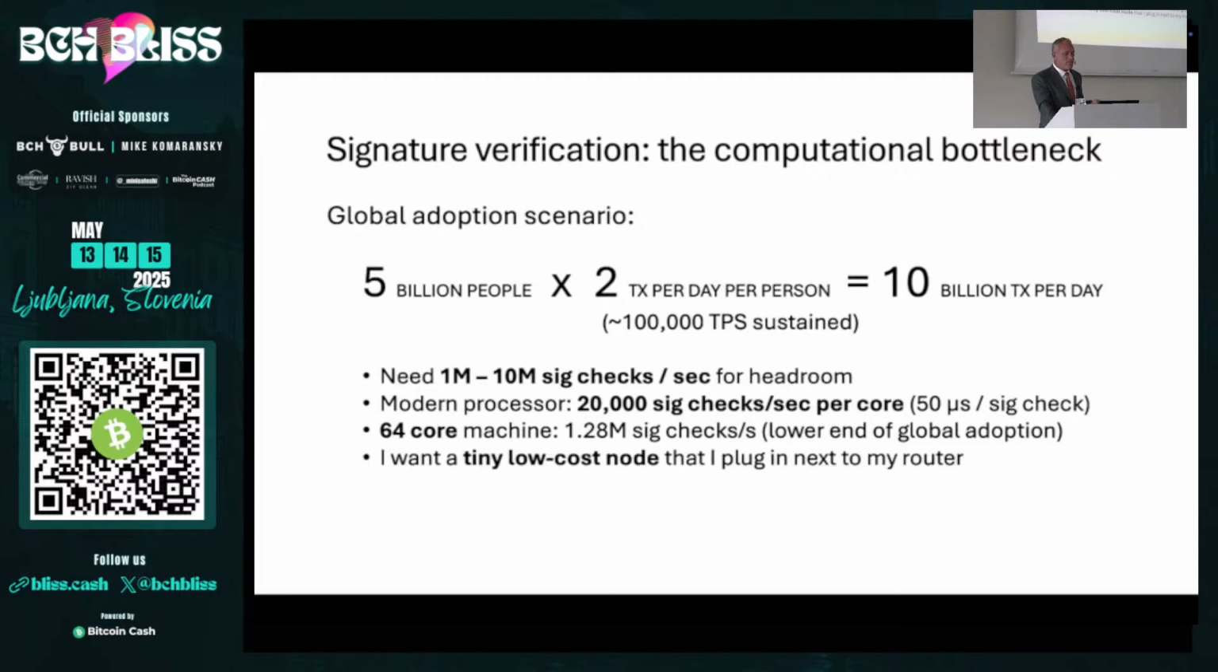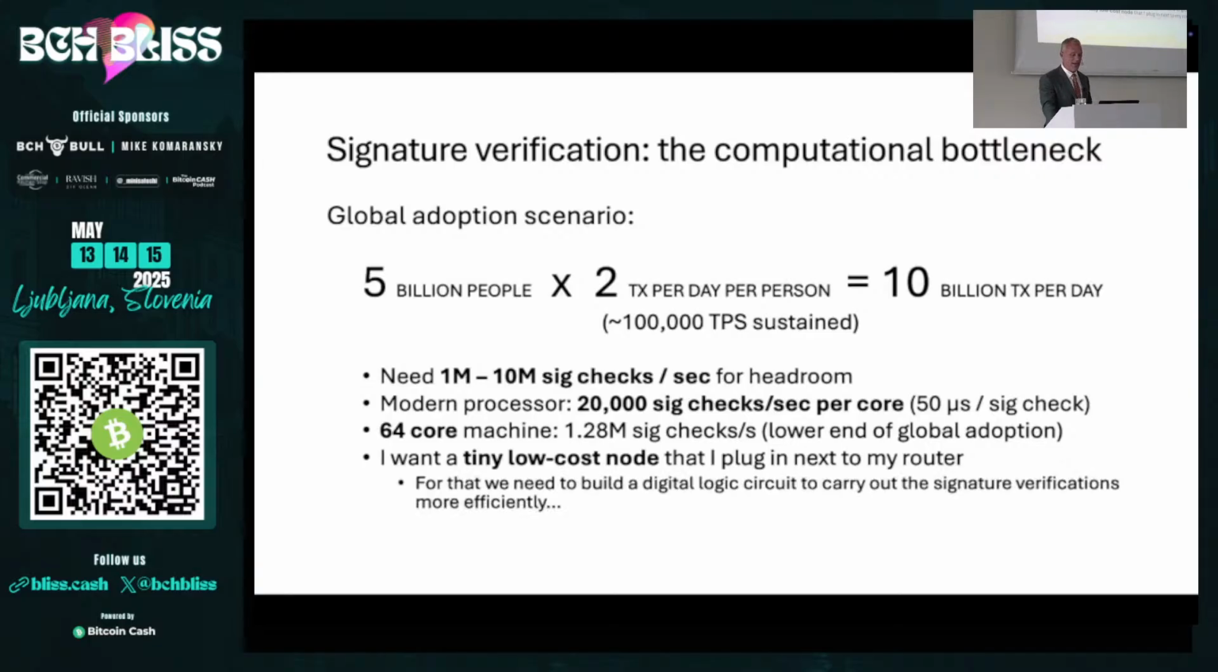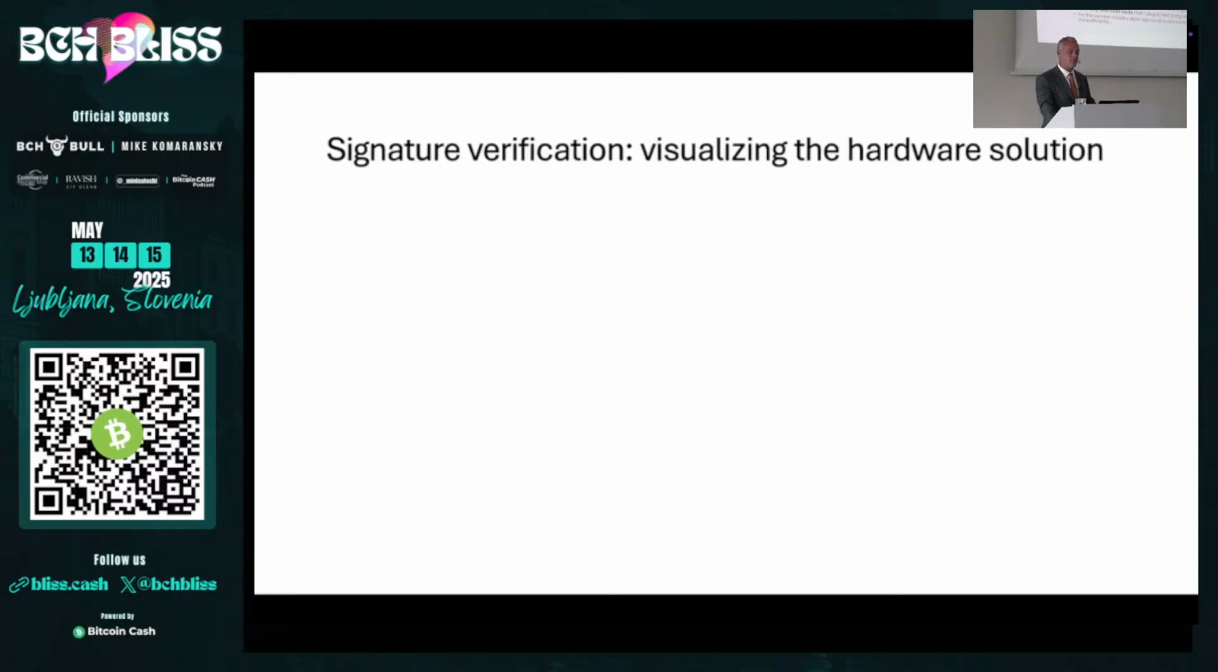But I don't like running Bitcoin on my main desktop machine, especially if it was bogging down all 64 cores and my fans are blazing and my office is heating up. I want to run Bitcoin on a tiny little node that I plug into my router and I just SSH into it when I need to. And to do that, we need to build a digital logic circuit to carry out the signature verifications more efficiently.